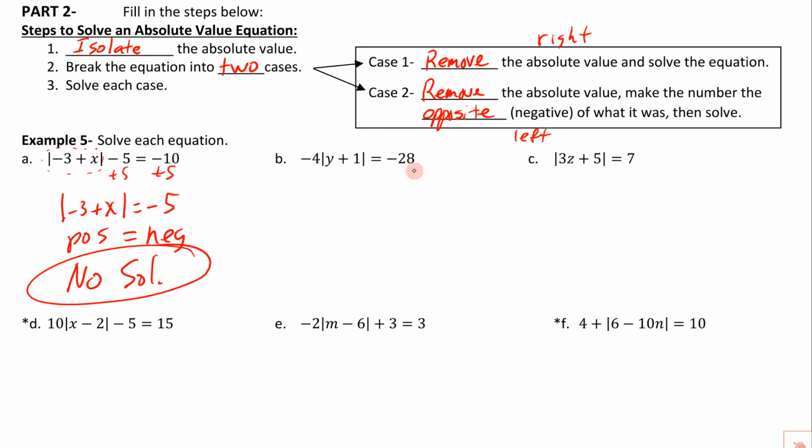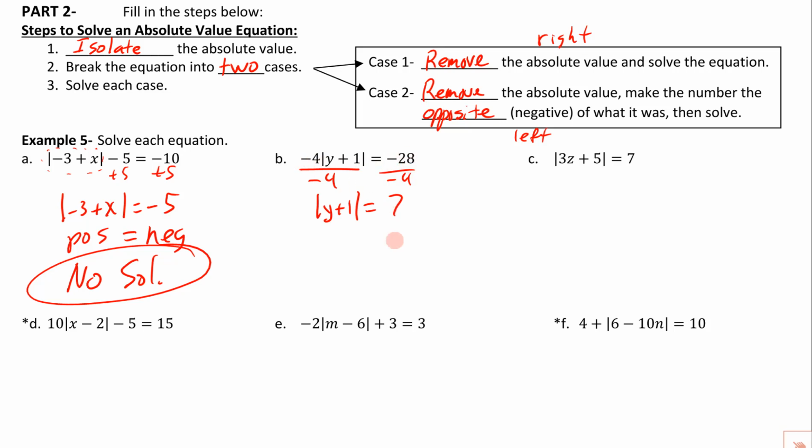Now, some people look at this and say, hey, wait a minute, there's a negative over here. There's no way this is going to have an answer. Remember, you can't make that decision. You can't break it into the 2 cases or make decisions about how many answers there are until we have it isolated. This is not isolated yet, so we're going to divide both sides by -4. So this is going to be absolute value of y plus 1 is equal to 7. Notice that it's a positive 7 now, so that negative here took care of that negative over there.